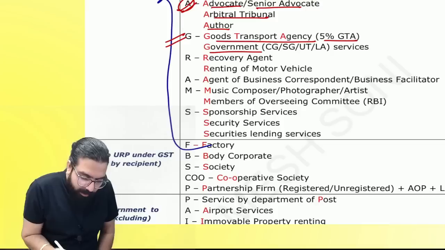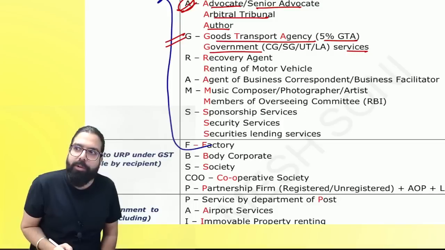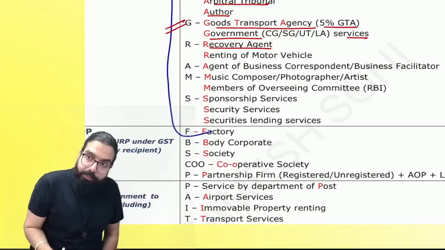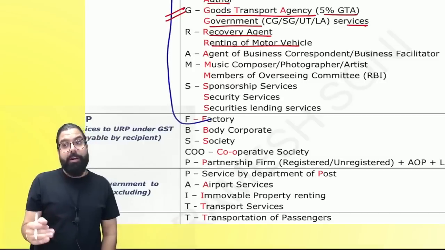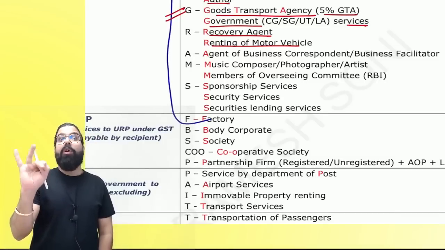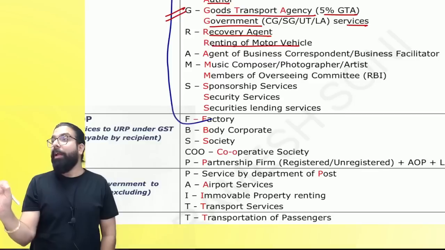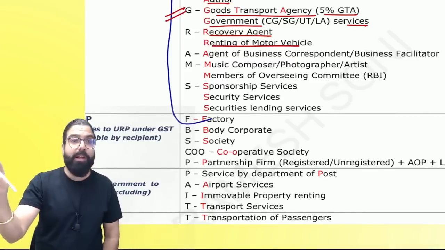Next. Government services. Always remember, government services to a business entity whose aggregate turnover in the last year is greater than registration limit. Reverse charge. Recovery agent to bank. Bank. Renting a motor vehicle. Lot of things are there. Renting a motor vehicle, passenger vehicle. Cost of fuel is included. Correct, everyone? Given to a body corporate. And you're not issuing invoice, 12%. But a lot of things are there. Please be very careful. Can I go ahead, everyone?